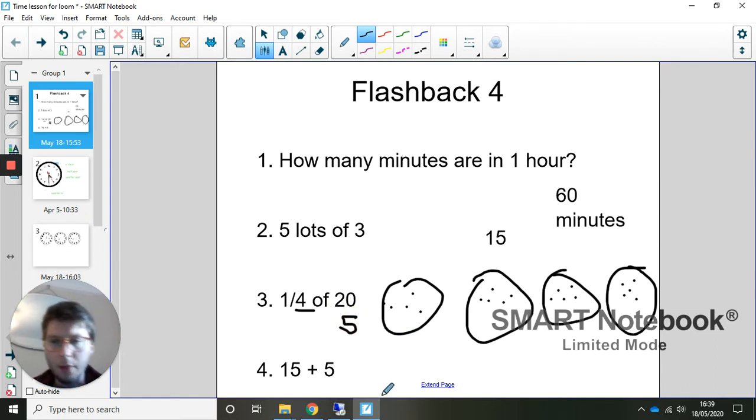Okay, this one, I was thinking friends of 20. 15 and 5 is a friend of 20. So this one is 20. Okay. Right, let's move on then.